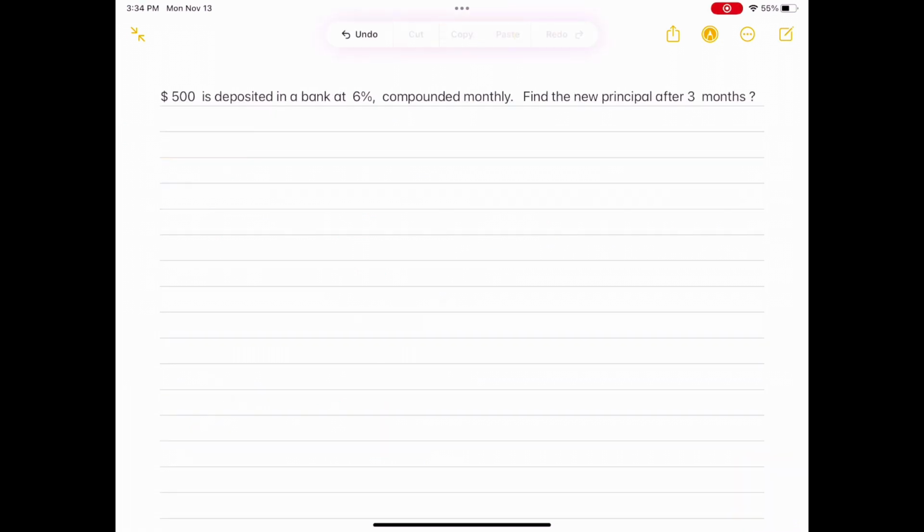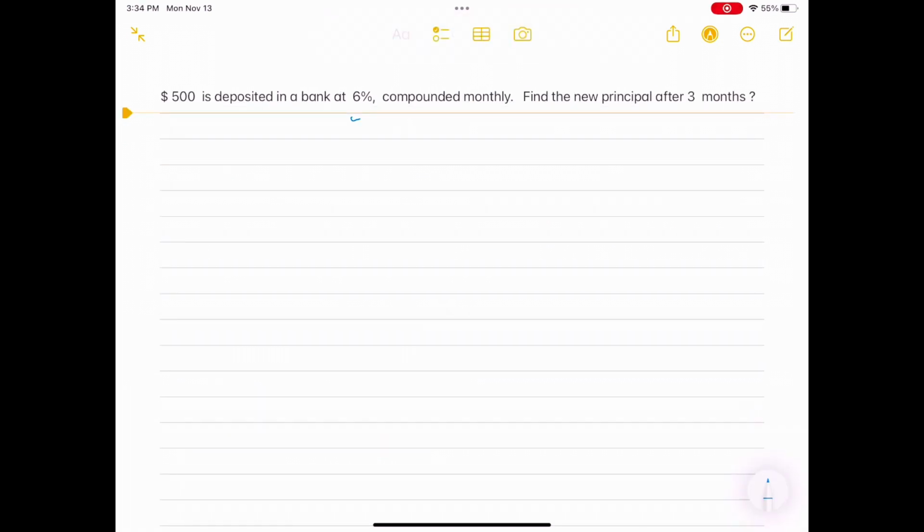$500 is deposited in a bank at 6%, compounded monthly. Find the new principal after 3 months. 6% is the annual interest rate. To find out how much is compounded monthly, divide the annual rate by 12. 6% divided by 12, because there are 12 months per year.